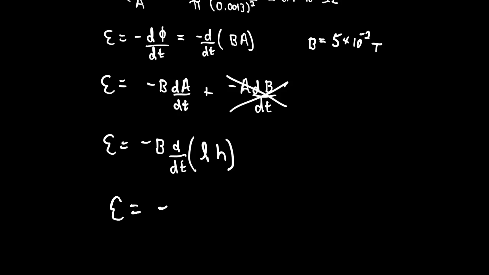Now I got to take these derivatives. EMF, negative B. Without any thinking at all, we just do the product rule. First times dH dt, derivative of the second, plus the second times derivative of the first.